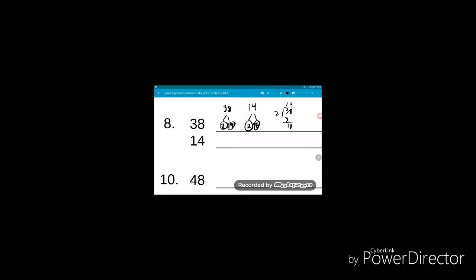So let's see what numbers they have in common. We have a 2. And that's it. Nothing bigger. Because this one has 19, the other one doesn't have 19. The other one has 7, this one doesn't have 7. So the biggest number they have in common is 2.